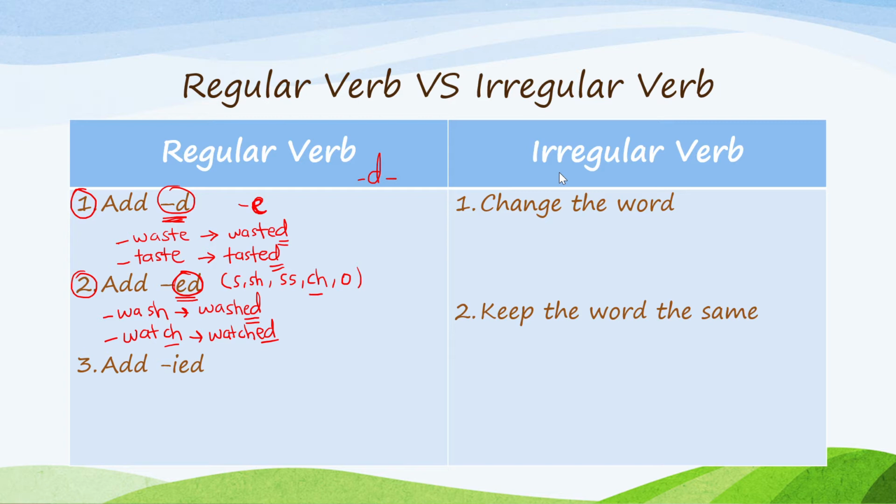Now, how do we change a verb into a past tense by adding IED? Apakah peraturannya? Ya, ada bila hujung perkataan itu berakhir dengan huruf Y. For example, cry. To change it into past form, kita tambahkan IED. Dan Y ini kita padamkan. Okay, cry bertukar kepada cried. Alright.